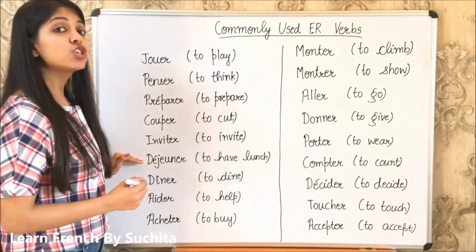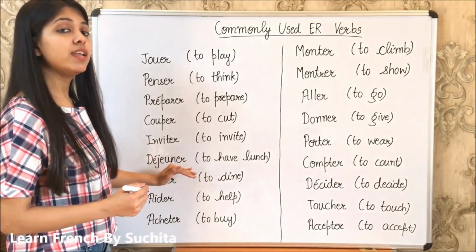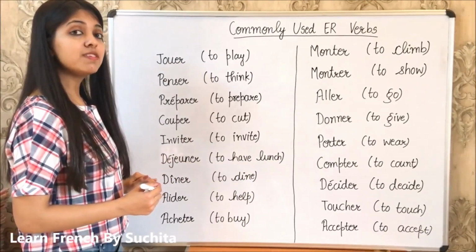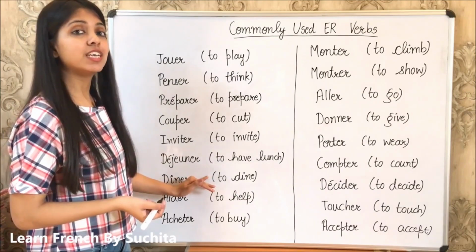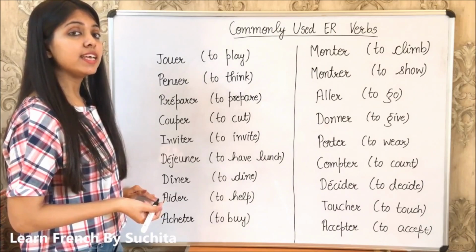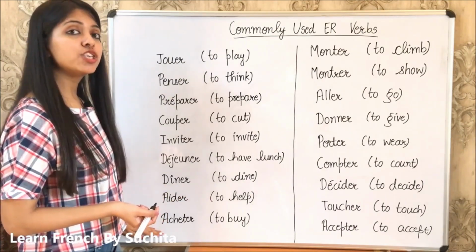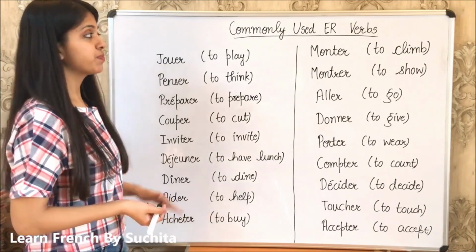Next is déjeuner. The verb is déjeuner, which means to have lunch. Next, dîner. The verb is dîner. Dîner means to dine or to have dinner. Next verb, aider. The verb is aider. Aider means to help. Next is acheter. The verb is acheter, which means to buy.